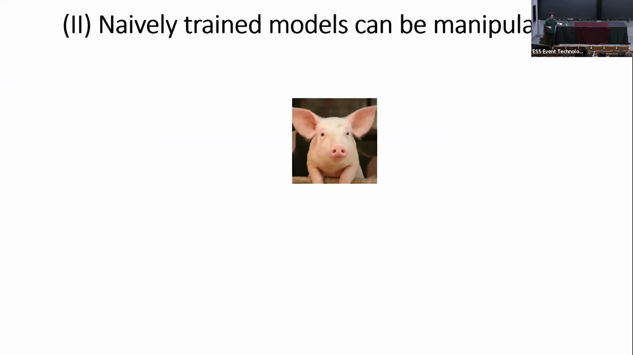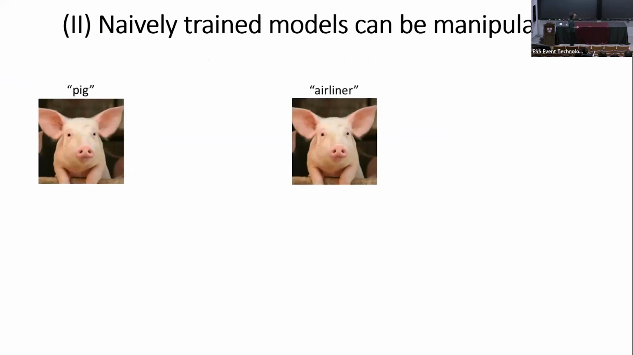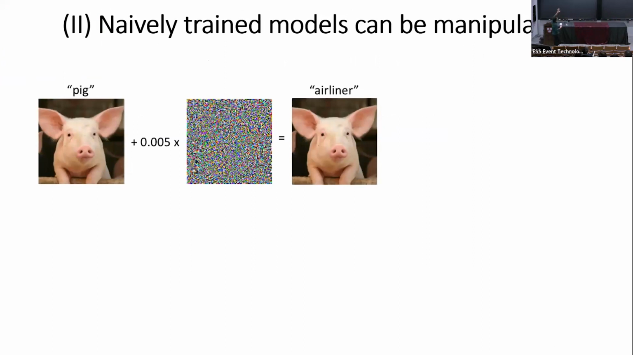That's caveat number one. Caveat number two is that if you train a neural net, again, without paying attention to what may happen to it after, it can be manipulated. So the output of a neural net on this image is airliner. So what is this image? This image is this image, which is correctly recognized as pig, with the addition of a tiny bit of well-orchestrated noise. This is not independent noise. It's well-orchestrated noise to manipulate the output of the neural nets.